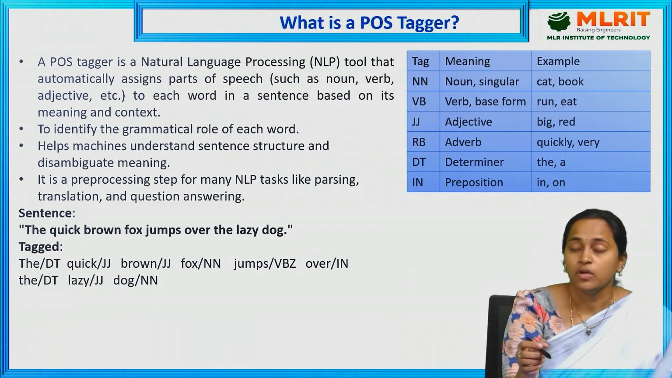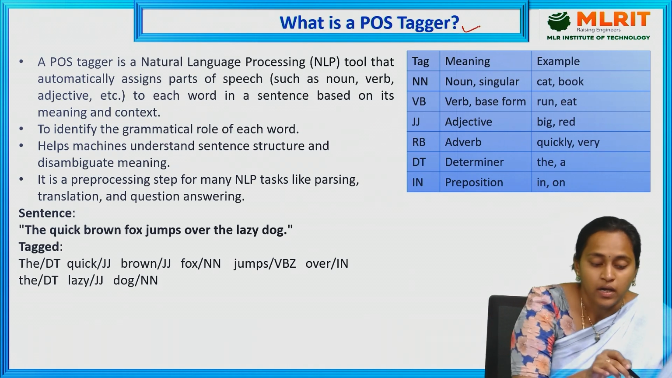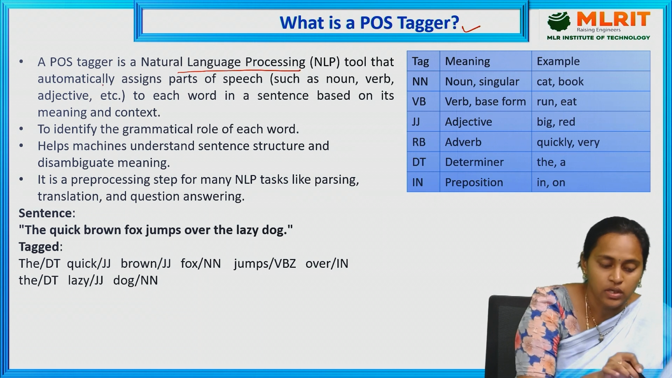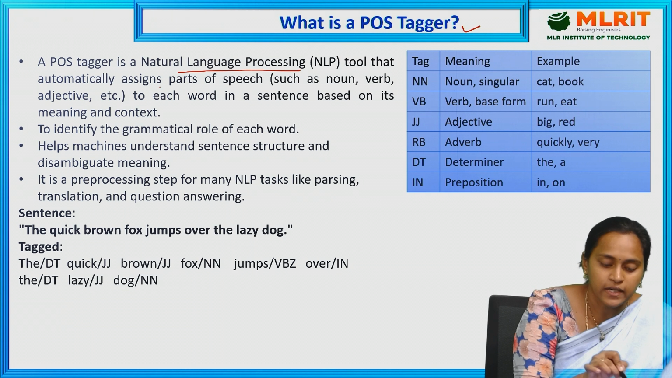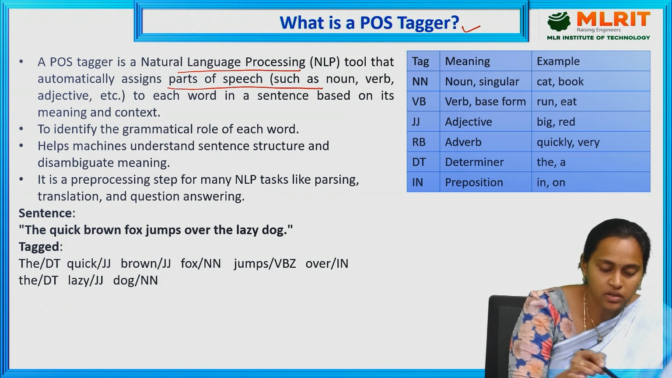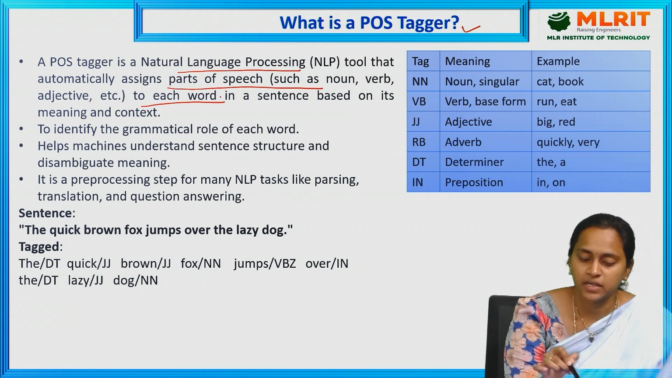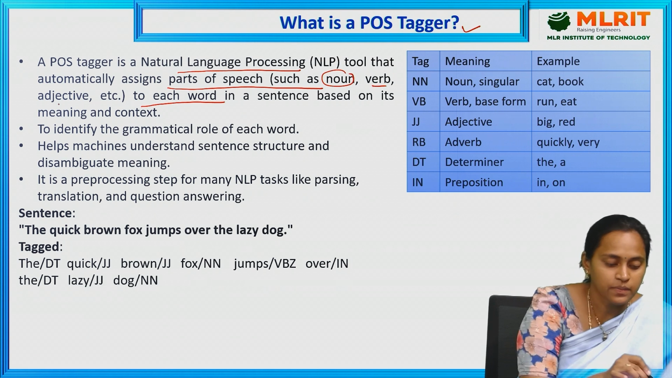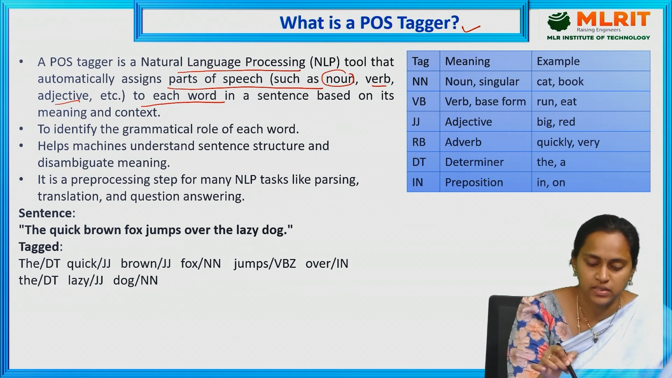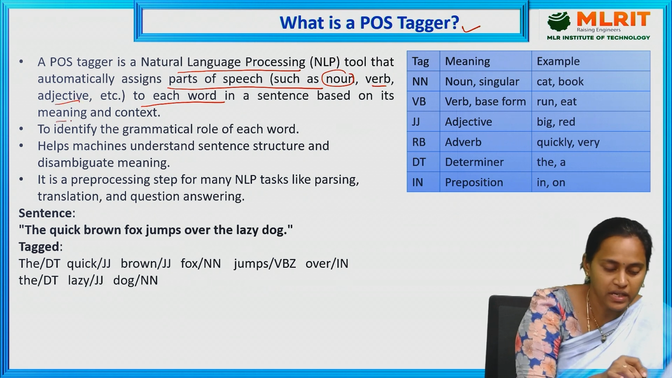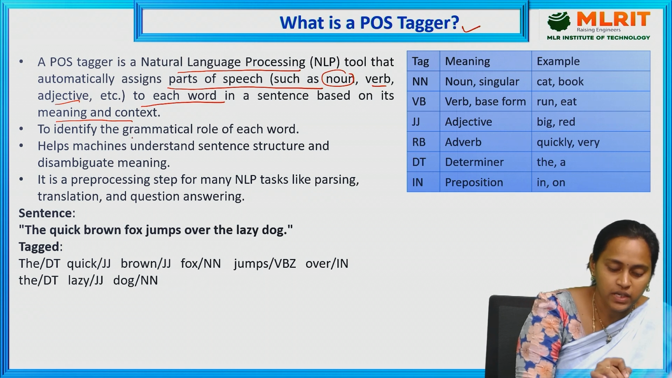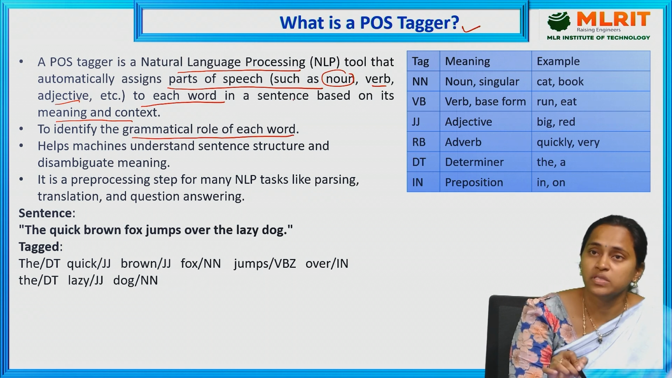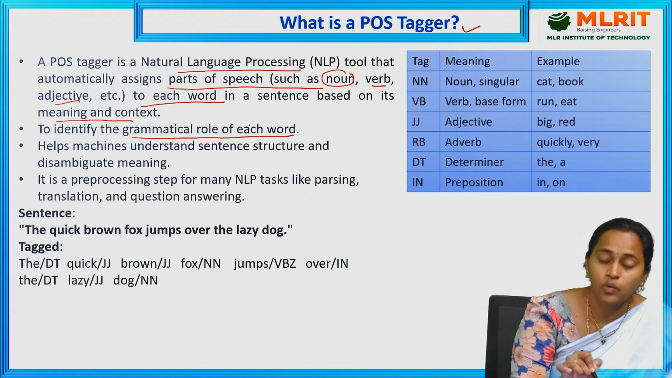So what is a POS tagger? In natural language processing, the POS tagger is a tool. It assigns a part of speech to each word. The parts of speech contain noun, verb, adjective, preposition, etc. in a sentence, based on the meaning and context. Depending on the surrounding words, it decides the POS tags, to identify the grammatical role of each word. By using a POS tagger, we can identify the grammatical role of each word.